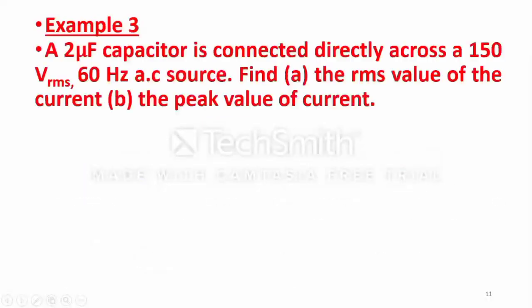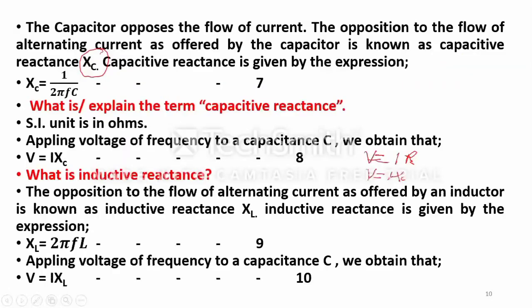Let's look at the value for the inductor, or inductive reactance. This is the opposition to the flow of alternating current as offered by an inductor. I've already said that this is referred to as inductive reactance. Look at the symbol XL. Inductive reactance is given by the expression XL equals 2 pi FL, equation 9. So equation 7 and equation 9 are two different things. If we are applying voltage or frequency to the capacitance, we obtain equation 10. Please take note of these expressions because we are going to apply them.